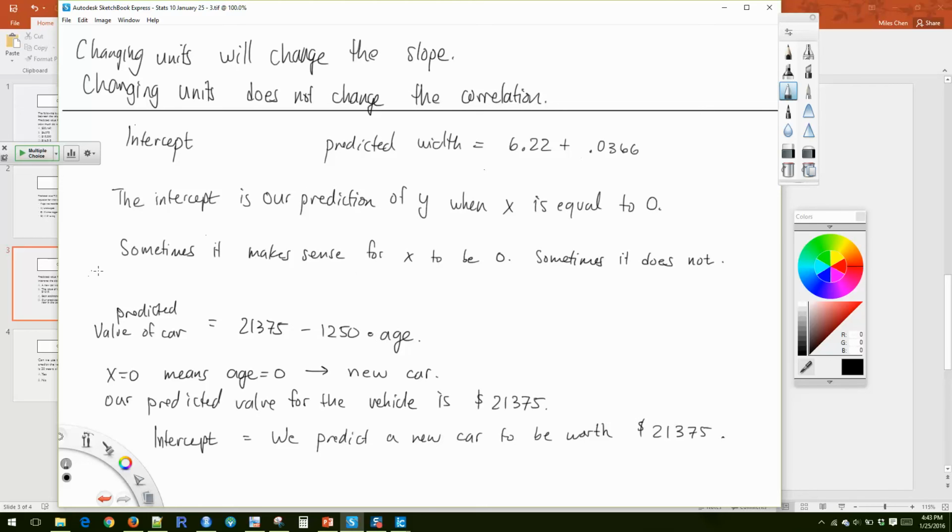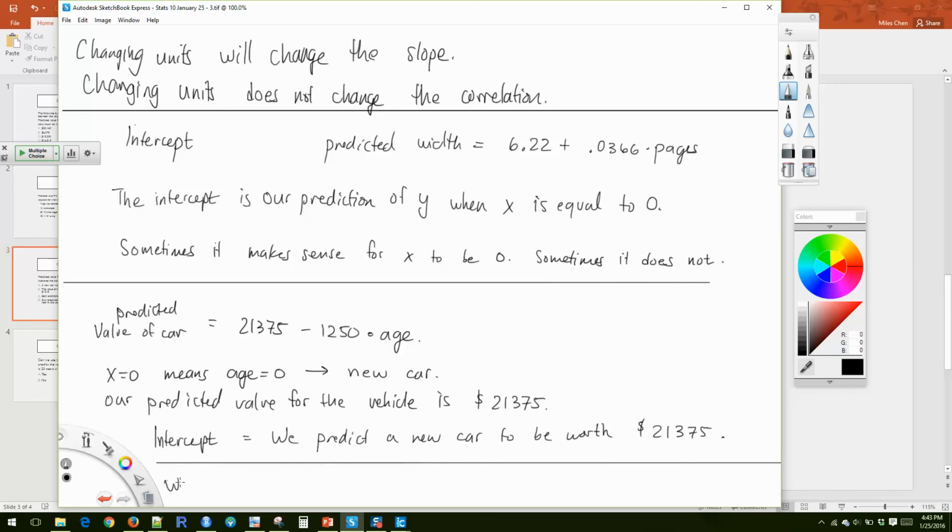Okay. Over here, for the books, it would be we predict a book with no pages in it to have a thickness of 6.22 millimeters. With 0 pages to have a width of 6.22 millimeters, okay? And so as far as books go, we can kind of have an interpretation of what that means in our mind by saying that is maybe the thickness of the covers. So you can think of how thick the covers of the book are. Maybe the cover thickness is 6.22 millimeters.